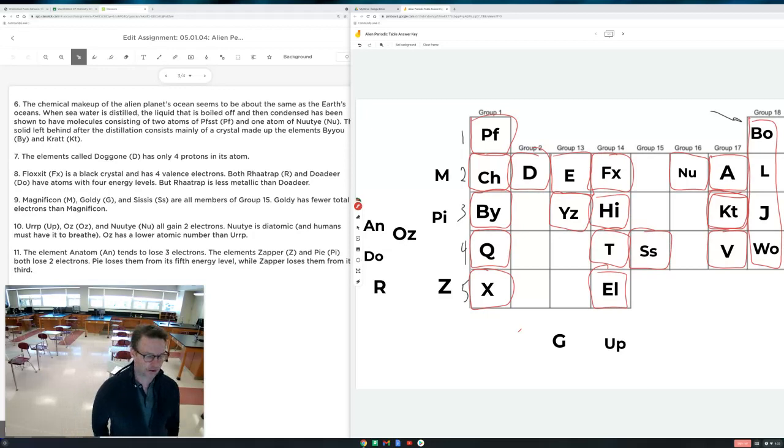Both R and DO have 4 energy levels. So that means they're going to be in the 4th row.